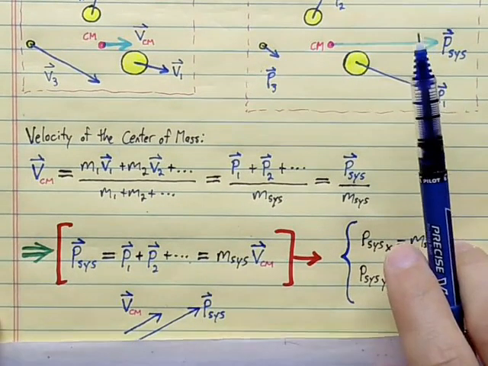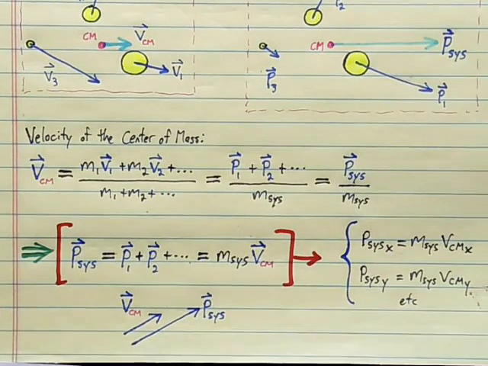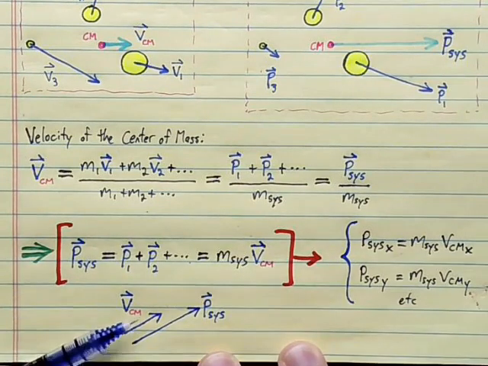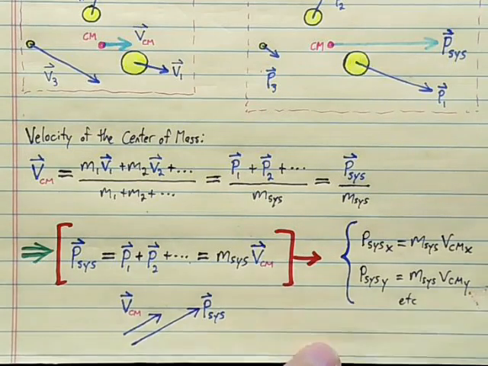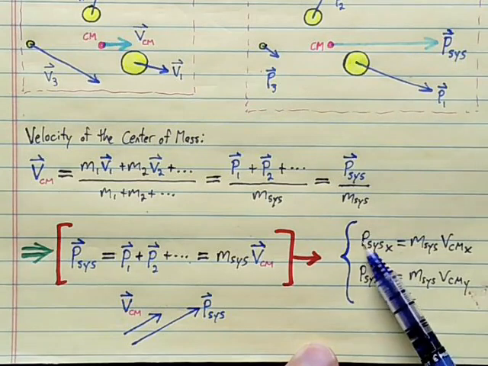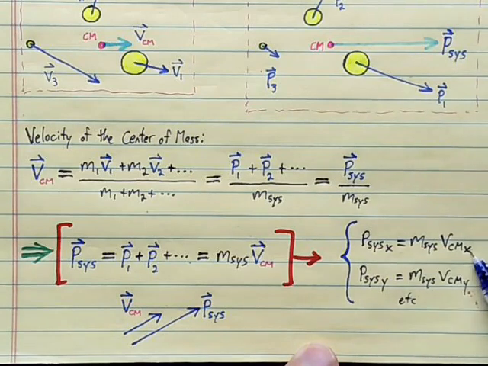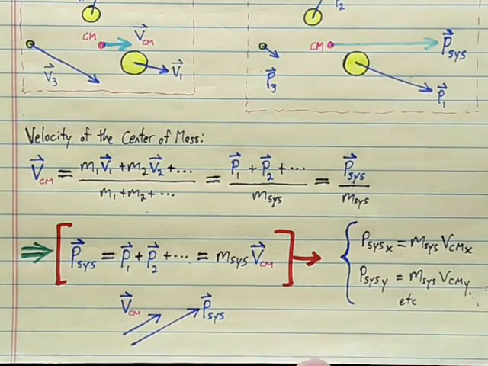In this vector equation, we see that these two vectors will be parallel to each other. So whatever direction your VCM is, the momentum of the system will be a vector in that same direction. And since it's a vector equation, we can represent it as individual equations for each component. So the x component of the momentum of the system equals the mass of the system times the x component of the VCM, and so on.